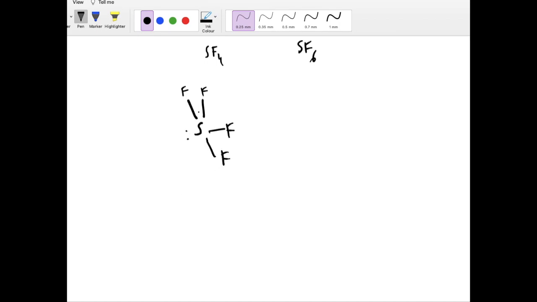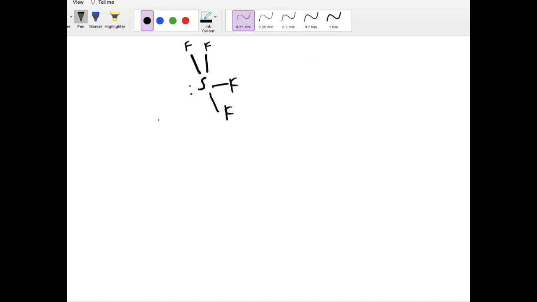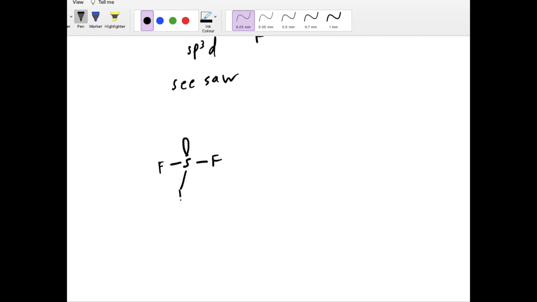Now it is not the best structure drawn, and neither the correct structure, but this helps me calculate the hybridization. So I have 1, 2, 3, 4, and 5 steric number, which gives me a hybridization of sp3d, which is a seesaw structure. So the actual structure for SF4 is something like this. And this is the lone pair.